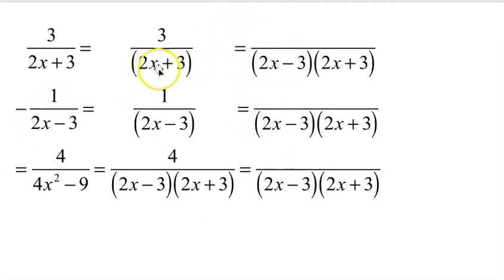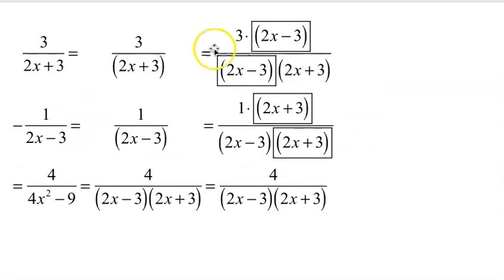But then I need to see what's new. 2x plus 3 was there before, so 2x minus 3 is new here. 2x minus 3 was there before, so 2x plus 3 is new here. Nothing is new on the third one. Again, notice 3, 1, and 4 are brought over.